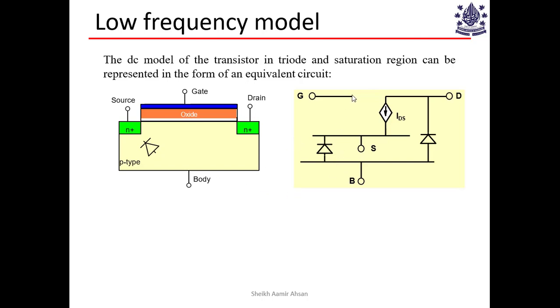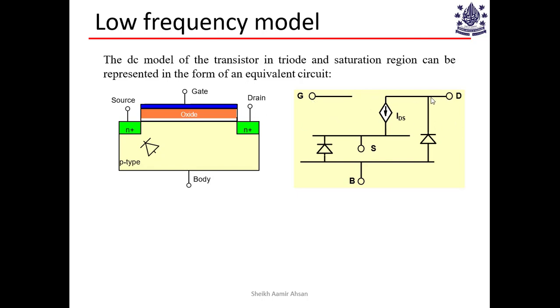So what do we have here between the gate? Let's take a look at this one. Notice that there is an oxide here, and no DC current flows between the gate and the source, gate and the drain, or gate and the body, because there is an oxide, a dielectric here. So the gate terminal is like an open terminal, like an open circuit. There is no connection between gate and any other terminal. So that's done with gate.